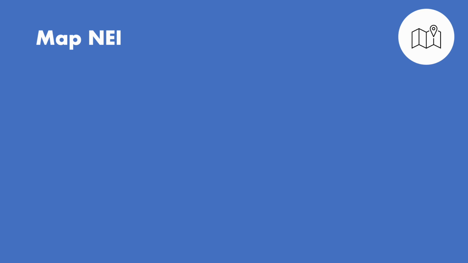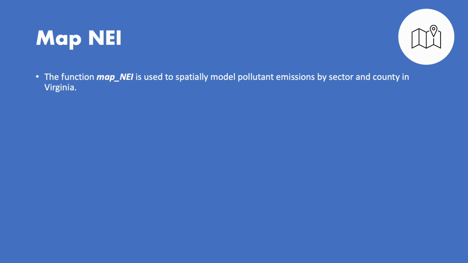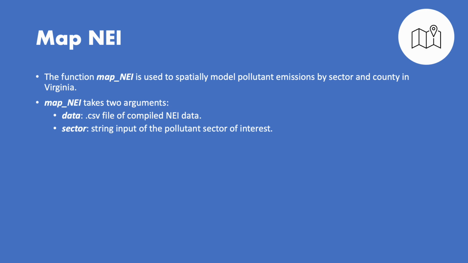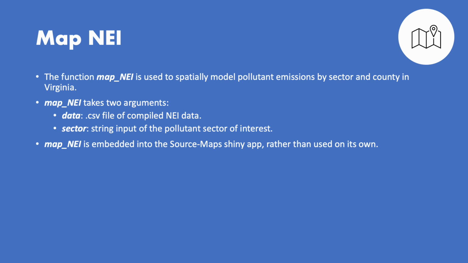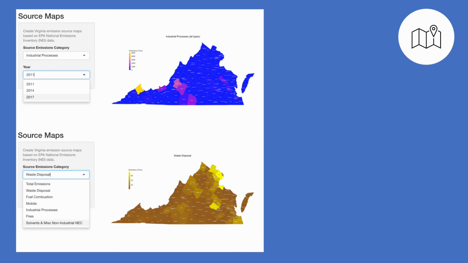Next is the map NEI function, which is used to spatially model pollutant emissions by sector and county in Virginia. It takes two arguments. The first one is data, which is a CSV file of compiled NEI data, as well as sector, which is a string input of the pollutant sector of interest. Map NEI is embedded into the source map Shiny app rather than used on its own, so you don't actually have to type in arguments for data and sector. This is what the source map's output looks like. Since Map NEI is built into the Shiny app, you just use these drop-down menus to control the function arguments rather than explicitly typing them in.